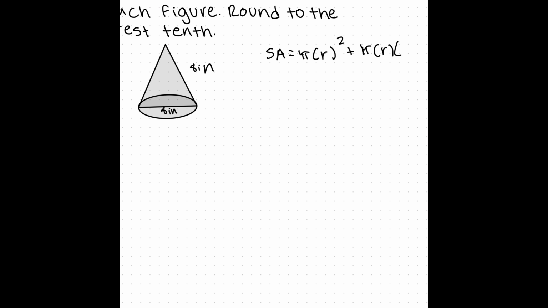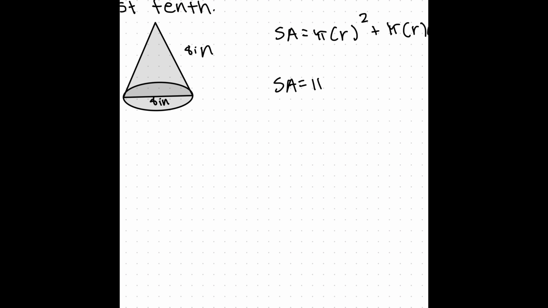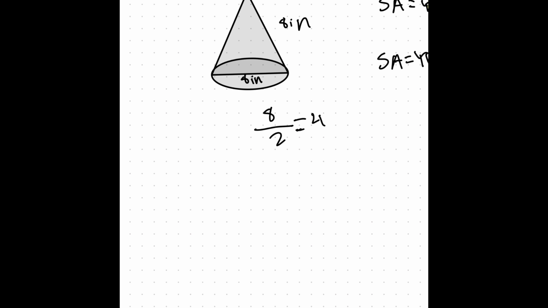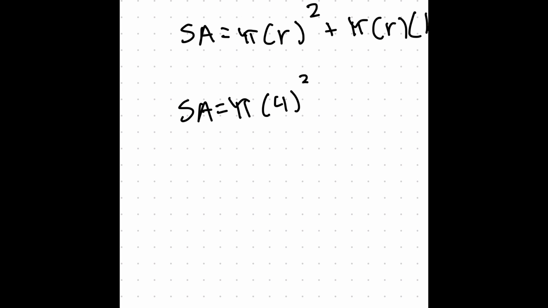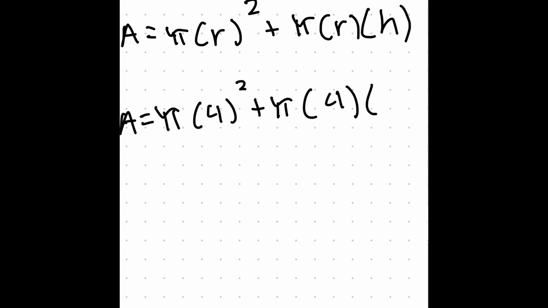So let's write them down. Surface area of a cone is equal to pi r squared plus pi r l, where l stands for our slant height. If we plug this in, surface area is equal to pi. Okay, let's find our radius first. So this is the diameter, and to find the radius, we want half of this. The total is 8, so we divide by 2, and 8 divided by 2 is 4. So we plug in 4 squared plus pi r again, which is 4, times the slant height, which is 8.